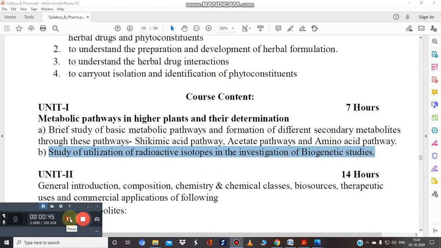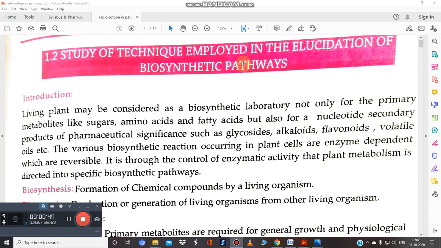So let's start. As you can see the heading, it is the study of the techniques employed in the elucidation of the biosynthetic pathways. It has a simple meaning: how we can monitor biosynthetic pathways. And why is it needed to monitor biosynthetic pathways? Because we produce a number of primary as well as secondary metabolites from these pathways, and if we are able to monitor these pathways, and if somehow we are able to speed up these biosynthetic pathways, then we will obtain a number of secondary metabolites in a short period of time.